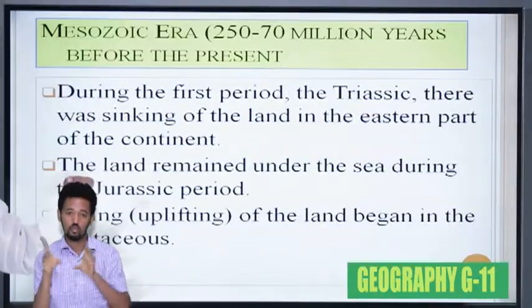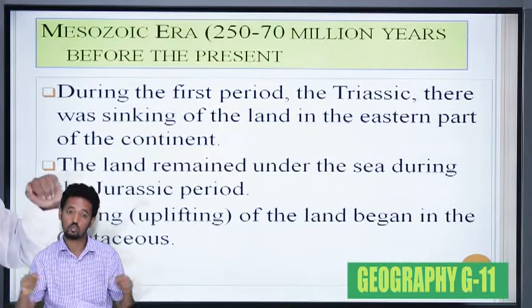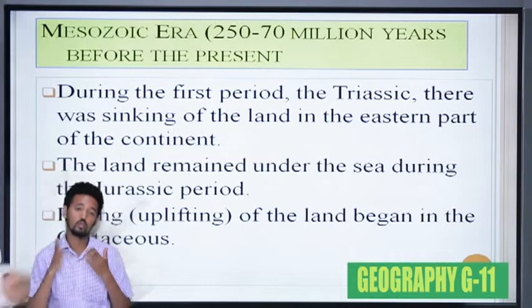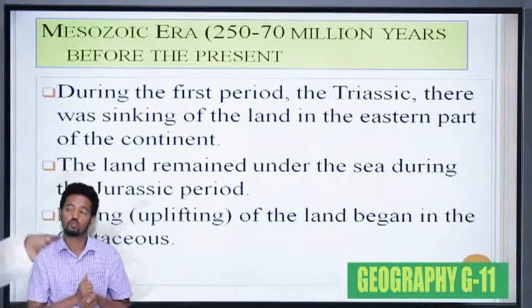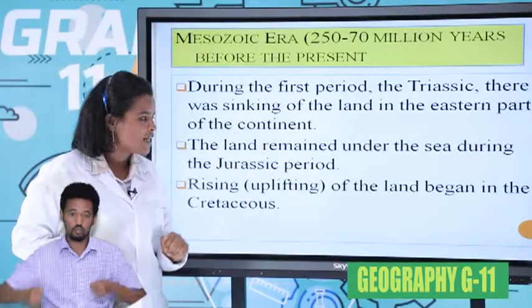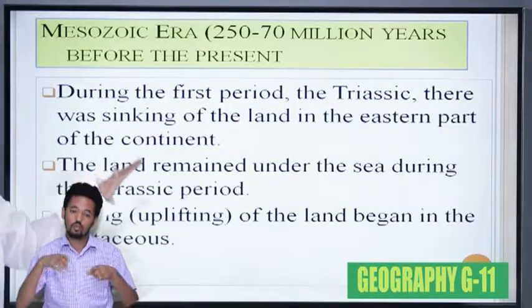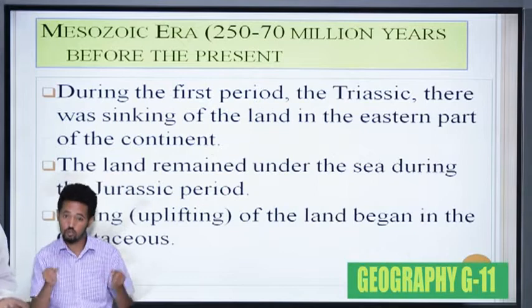During the first period, that is the Triassic period, there was sinking of the land in the eastern part of the continent. The rising of the land began in the Cretaceous period. Sedimentary rock also formed during this era.